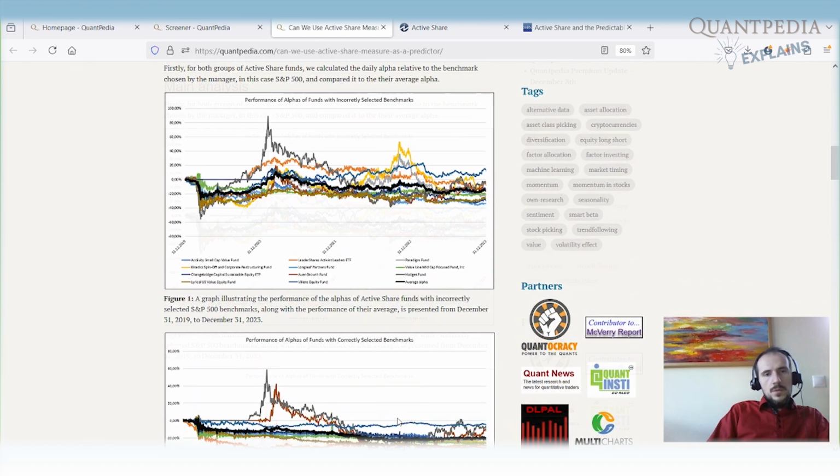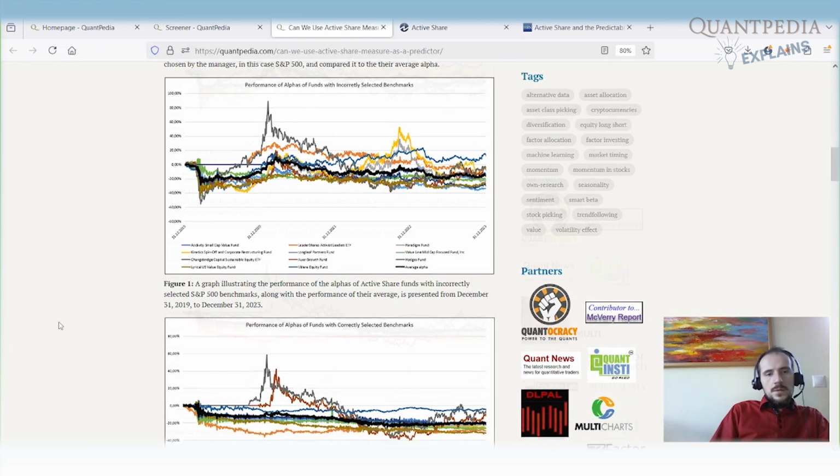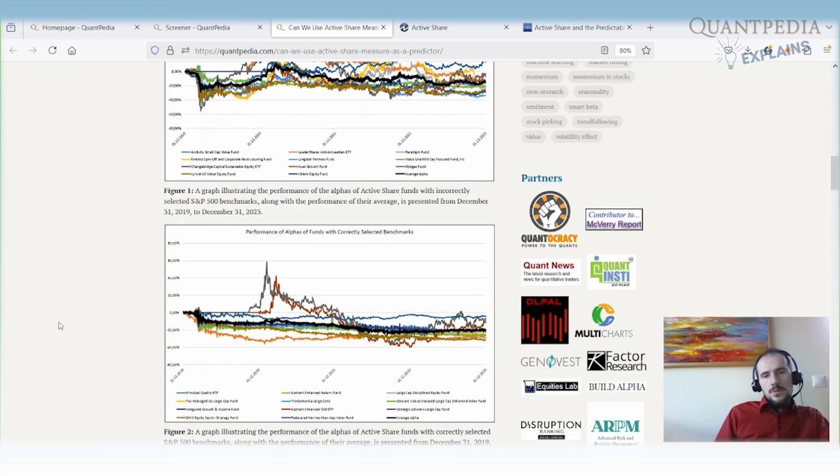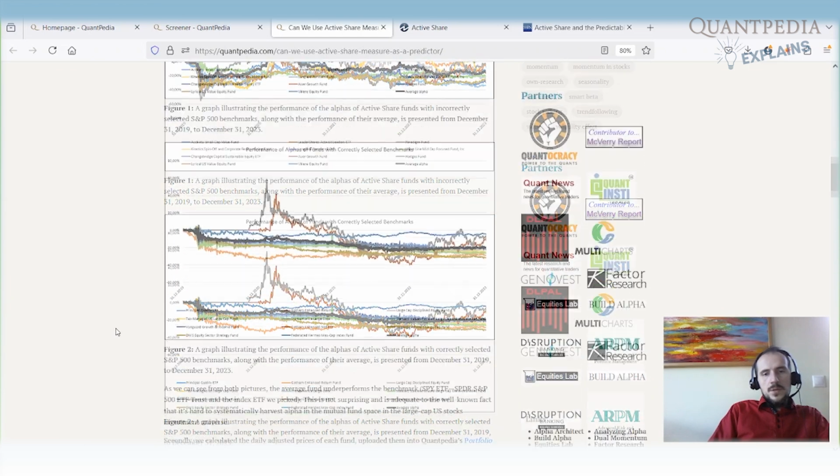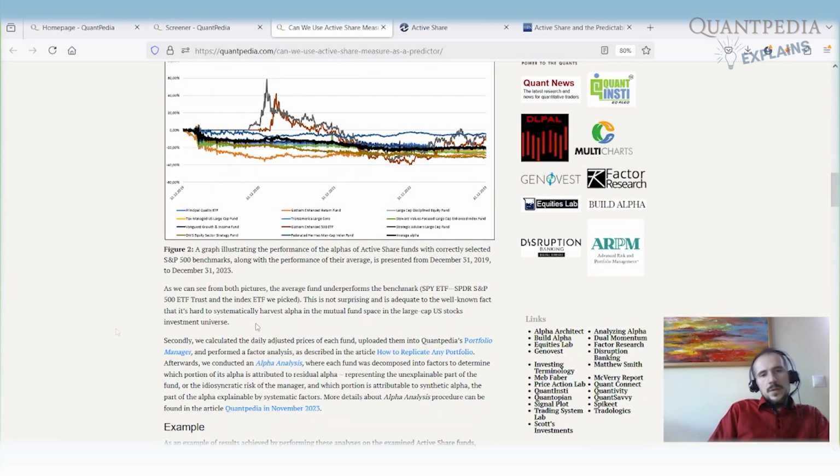Firstly, we were interested to see what is the average alpha of the funds that incorrectly stated the benchmark. In their case, the average alpha is negative. And then we wanted to see what is the average alpha of the funds that correctly picked the benchmark. They select the stocks from the S&P 500 investment universe, and they have the S&P 500 benchmark. And in this case, the average alpha is also negative. I mean, the alpha for the first group and also for the second group is negative. This shows that it's very hard to systematically harvest alpha.